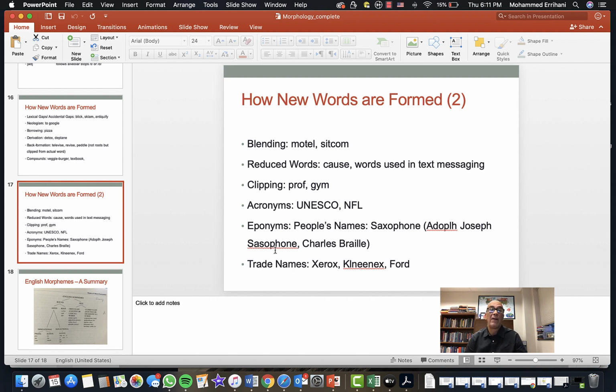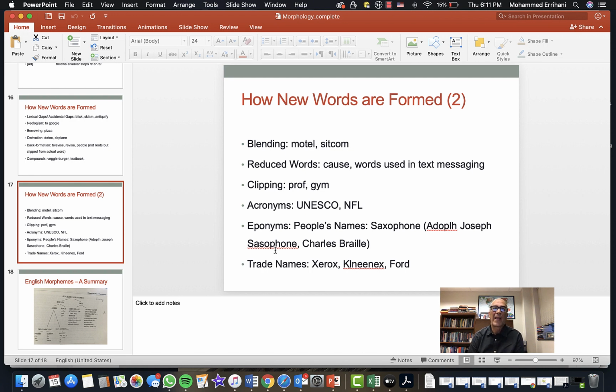And then you have acronyms, and acronyms are sometimes called alphabetical abbreviations. So you have UNESCO, which stands for United Nations Educational, Scientific, and Cultural Organization, and you just take the first letter of each of these words and you combine them into a whole, and it becomes a word in itself. The NFL is the National Football League. UNICEF is the United Nations International Children's Emergency Fund, etc.